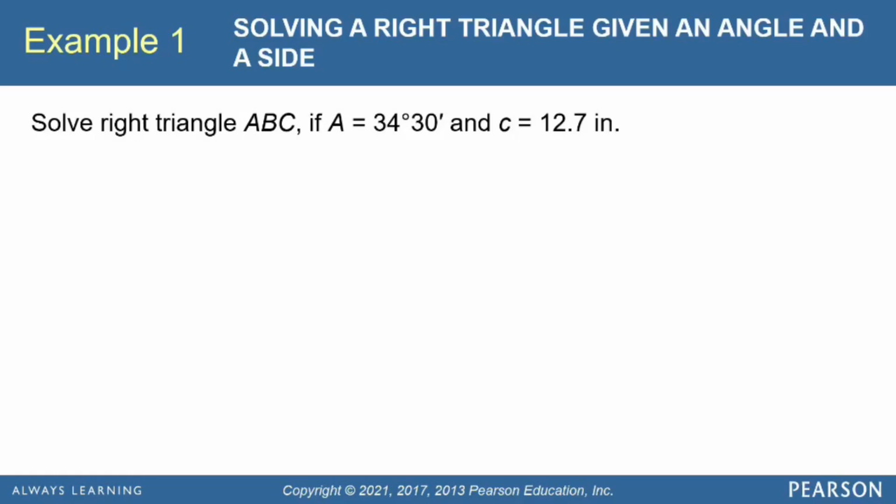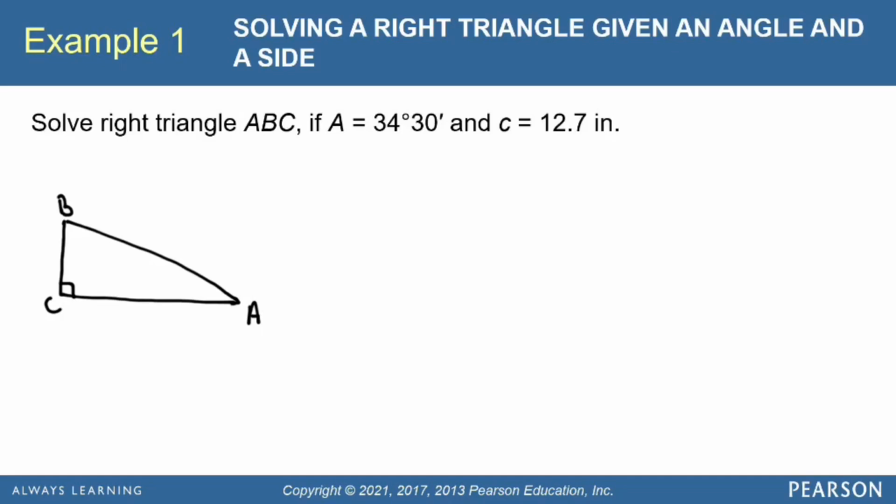It says solve right triangle ABC if angle A is 34 degrees and 30 minutes and side c is 12.7 inches. So we'll need to draw ourselves a diagram. And honestly, you can turn your right triangle any way that you want to. I'm going to draw mine like this. And I'm going to label the angles first. So I'm going to call this angle A, and that means this will be angle B, and this will be angle C. And then I'm going to label the sides.